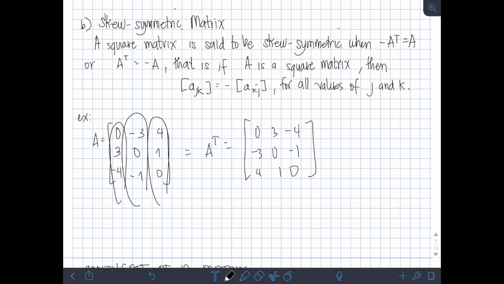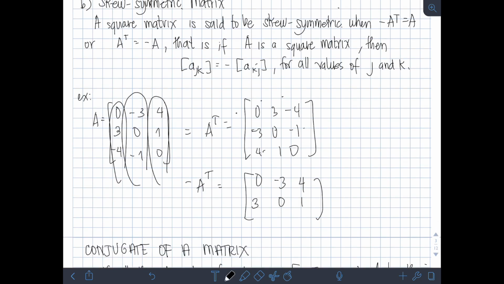And then, i-multiply pa natin each term sa negative kasi hanapin din natin yung negative nitong A transpose. So, parang nag-multiply ka lang ng negative 1 sa bawat term. Pwede mong i-distribute, i-multiply isa-isa yung bawat element. So, magiging 0 as is pa rin, 3 magiging negative 3, negative 4 magiging positive 4, negative 3 magiging 3, 0 as is, negative 1 magiging 1, 4 magiging negative 4, 1 magiging negative 1, 0 magiging 0 pa rin.